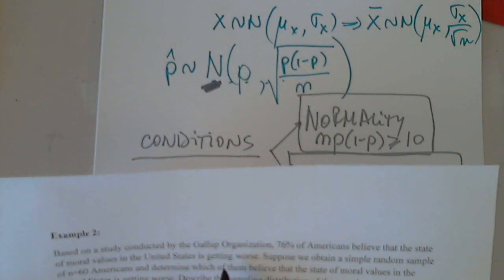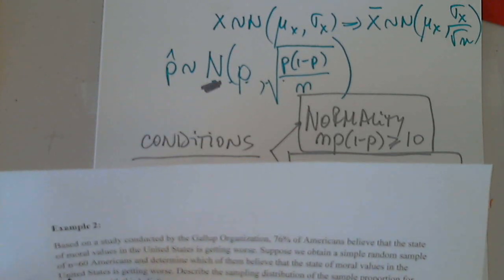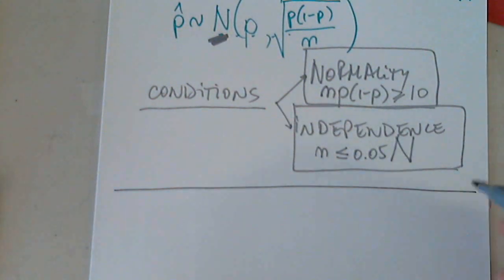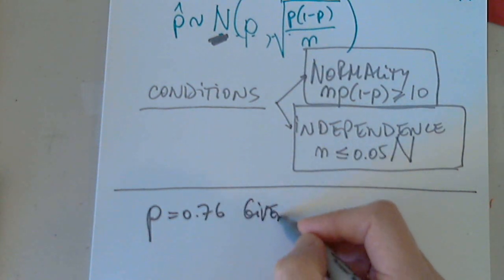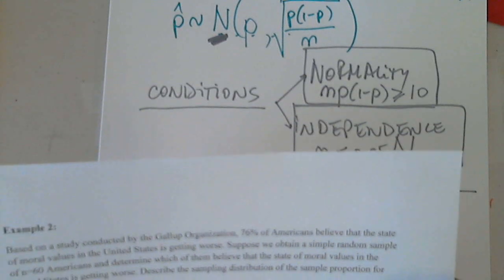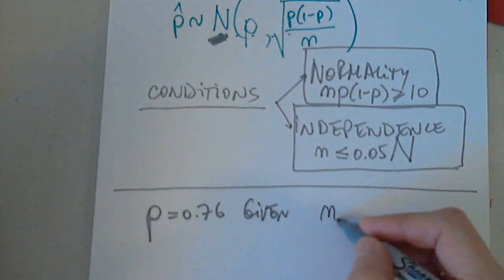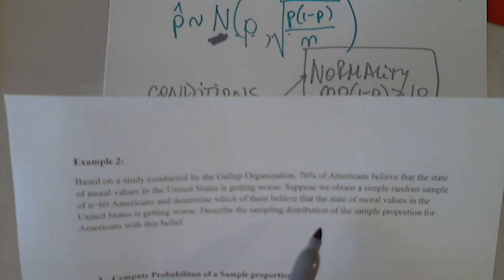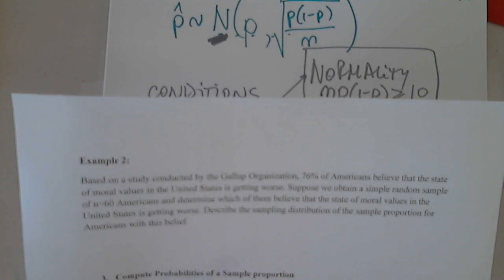Based on a study conducted by the Gallup organization, 76% of Americans believe that the state of moral values in the United States is getting worse. In this example, we are told that P equals 0.76, given. This is given to us in the problem. Then, suppose we obtain a simple random sample of n equals 60 Americans and determine which of them believe that the state of moral values in the United States is getting worse. Describe the sampling distribution of the sample proportion for Americans with this belief.